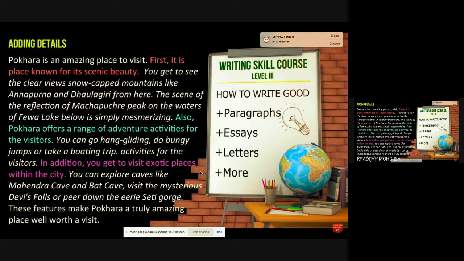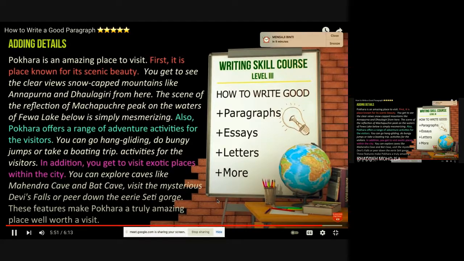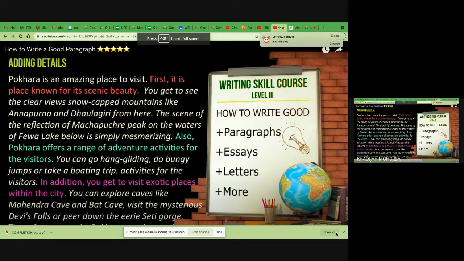You can give examples and further information when you add details. For example, let's look at the first supporting sentence. It talks about scenic beauty. In the details section, examples of scenic beauty are given. For example, clear views of snow-capped mountains like Annapurna and Dhaulagiri, and the scenic reflection of Machapuchhre Peak on the waters of Phewa Lake are mentioned.